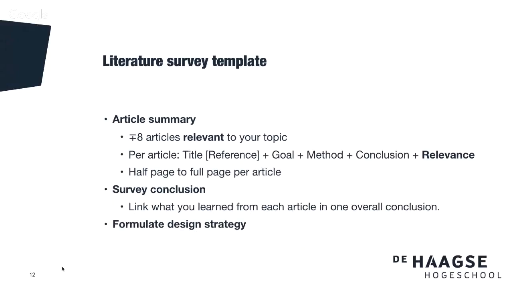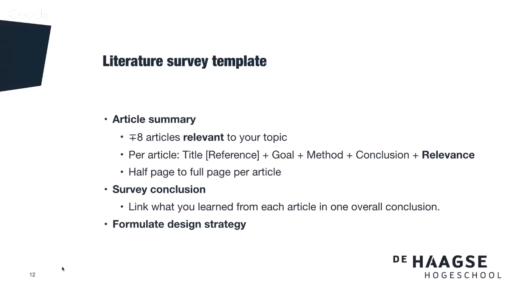And for each article, you will give the title, the goal. So what's the goal of the article? What methods they use, the conclusion. And most importantly, why is this article relevant for your work? And if the articles you read are not relevant for your work, then they are not good. It's not like just 8 random articles and you're done. You really have to pick articles that are relevant to your work. Half page or full page per article.